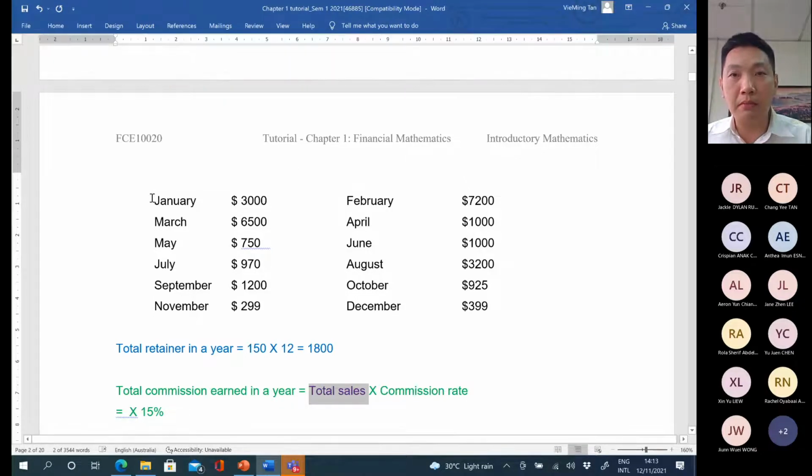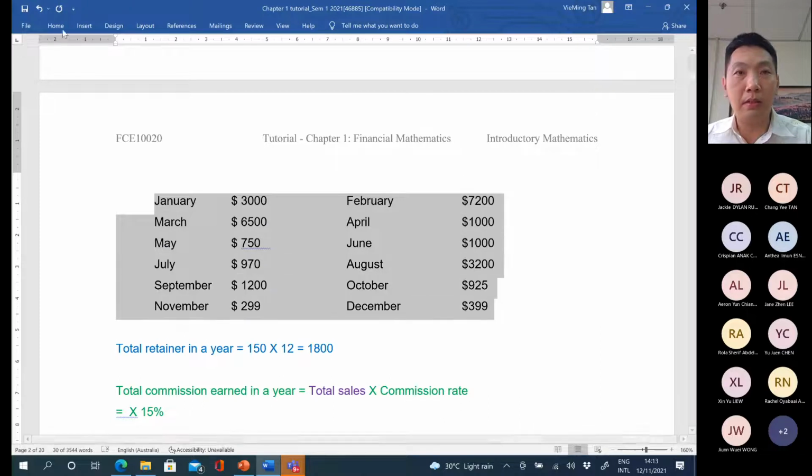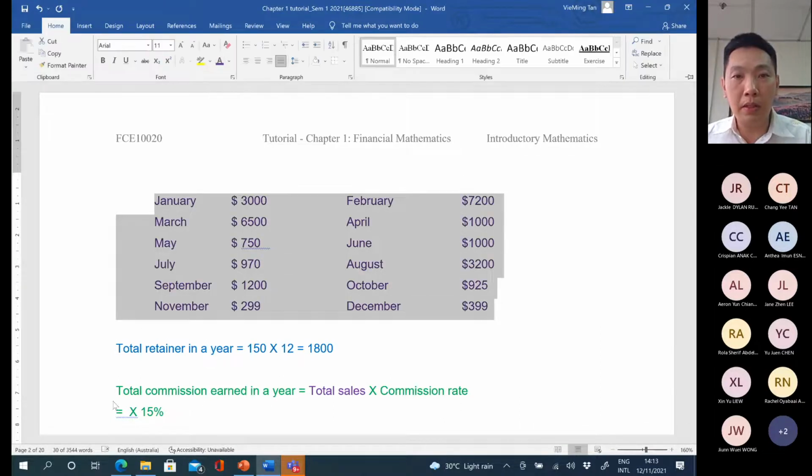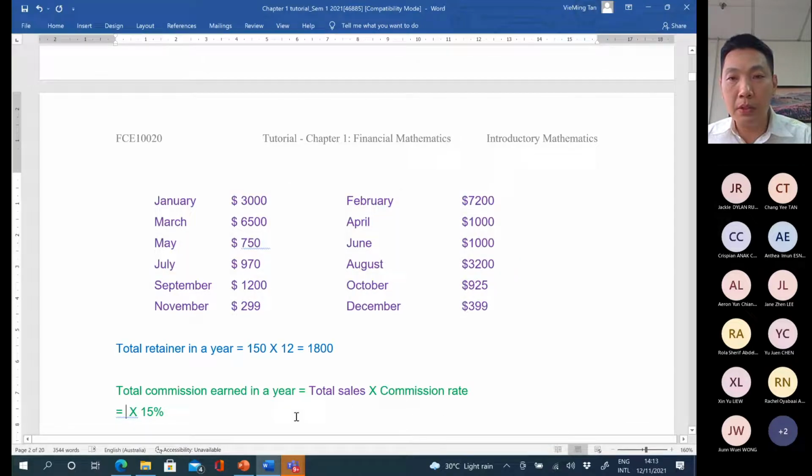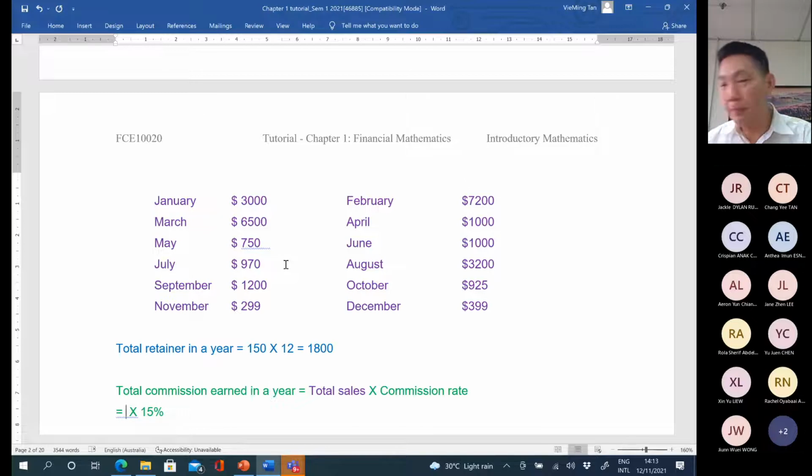Okay, so that means you need to sum up all these numbers in order to get the total sales. So anybody can give me the answer for total sales, which is the purple color? Sum up all these numbers, then you get the total sales. Can you sum up these 12 numbers? Maybe you can key in and use Excel, or maybe you can use a calculator. Can anybody give me the answer?